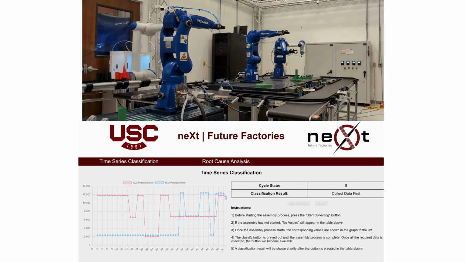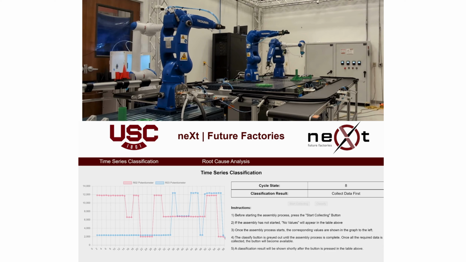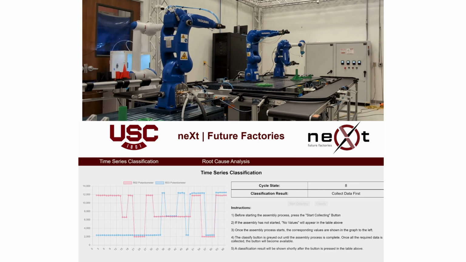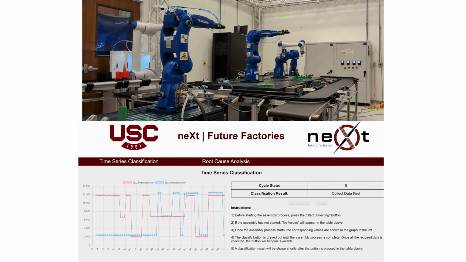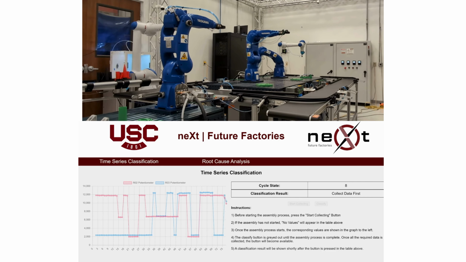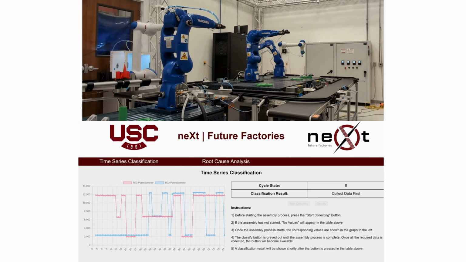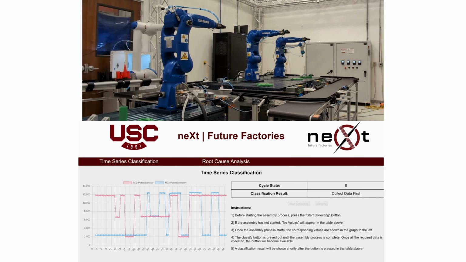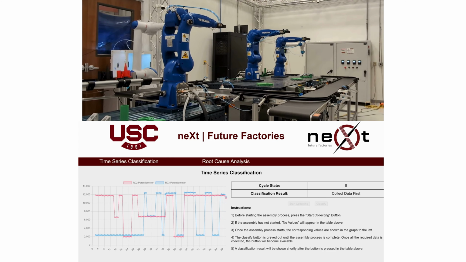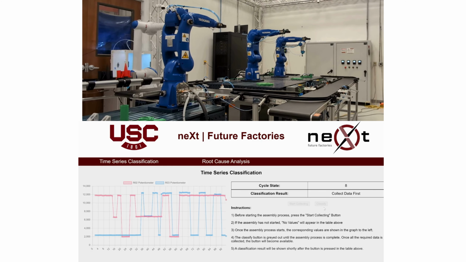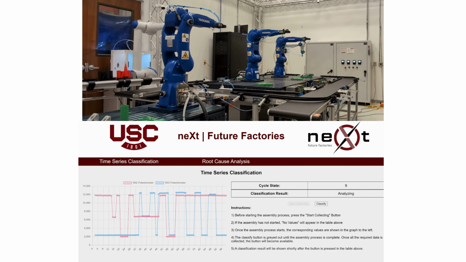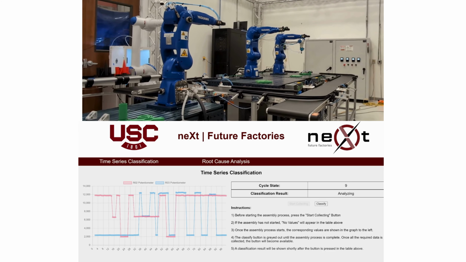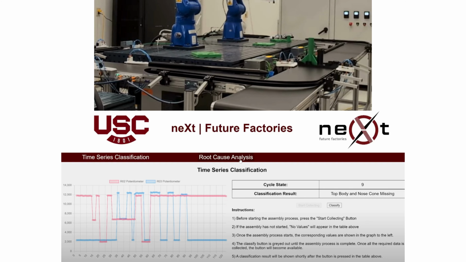The robot puts back what it thinks is an assembled rocket back to the conveyor belt. Parallelly, the dashboard keeps collecting the sensor data to analyze if there is an anomaly. The anomaly detection model running in the background has detected the anomaly as top body and nose cone missing, which is displayed in the dashboard.